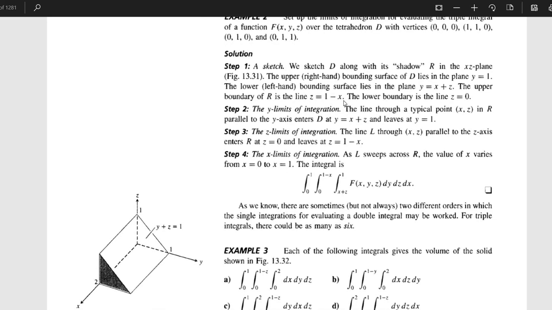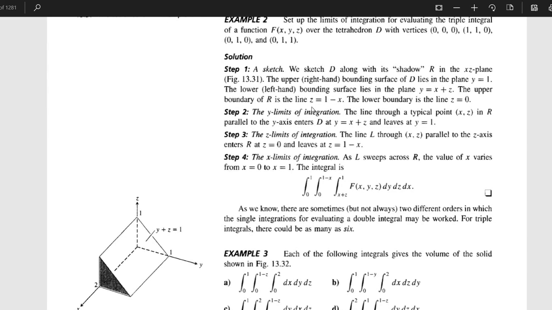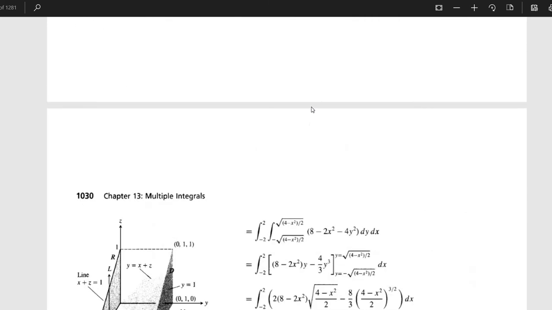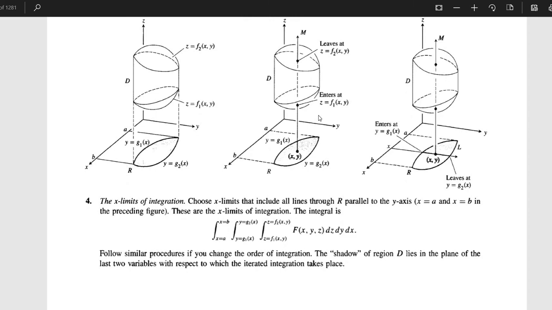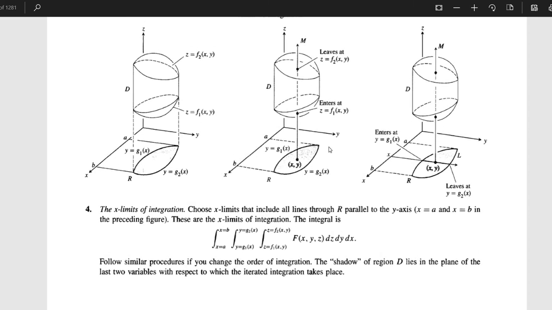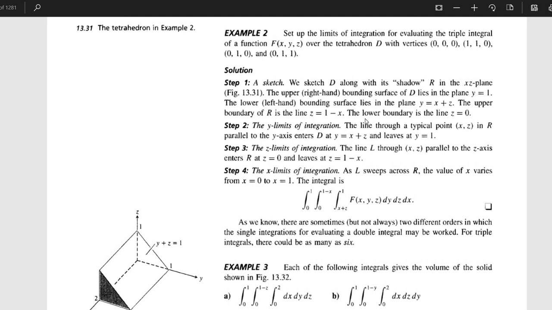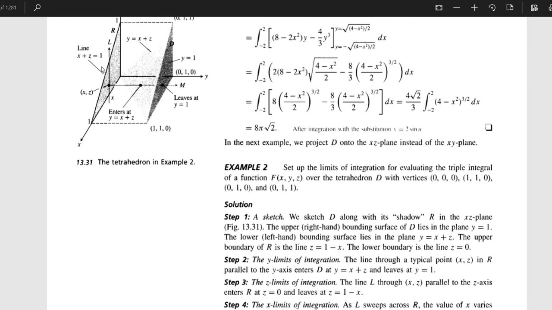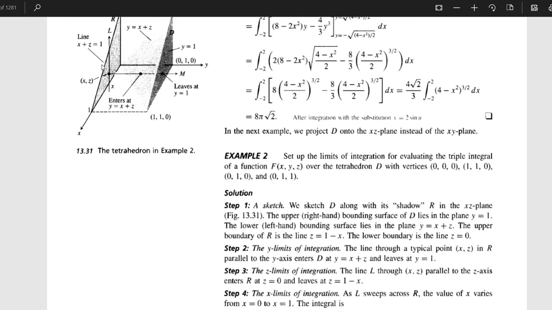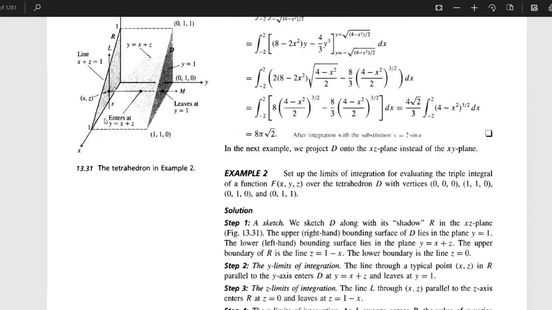The upper boundary of the region is the line z equal to 1 minus x. The lower boundary is the line z equal to 0. Okay, we have to draw a perpendicular to this x-axis. That is wrong, what I have chosen here. Next we have to draw a line perpendicular to this.